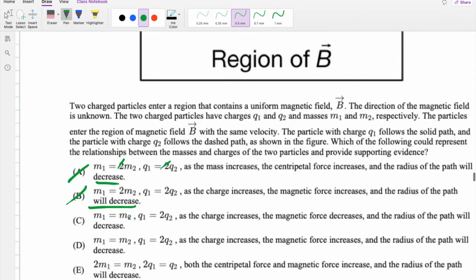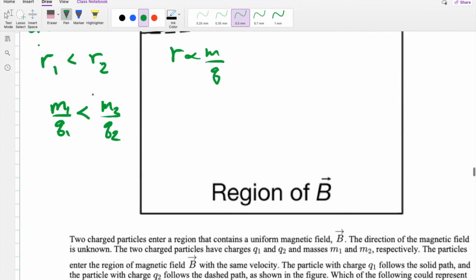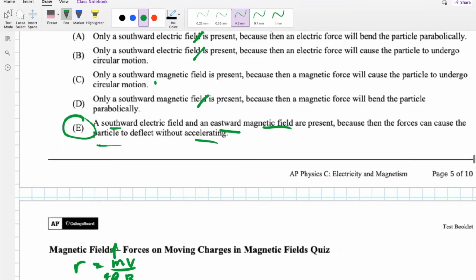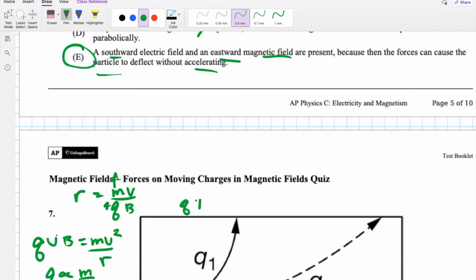M1 equals M2. Okay, let's see what happens there. And charge 1 happens to be twice that of charge 2. So what they're saying here is, don't even worry about the mass proportionality. If we double the charge, well, we double the radius. Or sorry, it's inversely proportional to charge. So if we double the charge, the charge goes up by 2 times, then the radius is going to go down by 2 times because they're inversely proportional in that scenario.